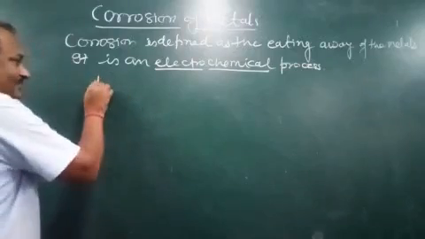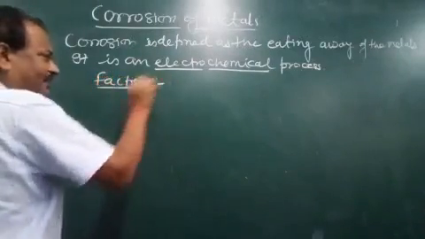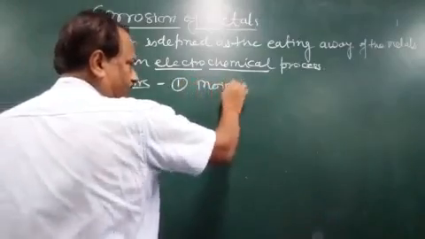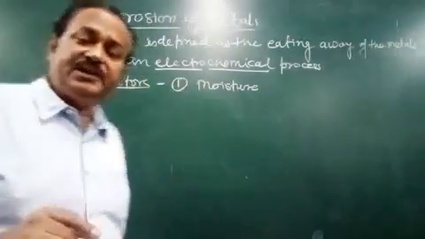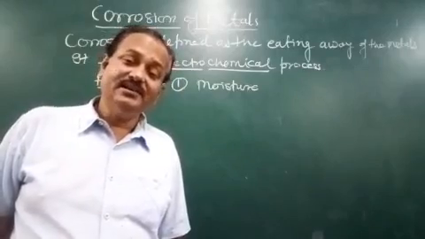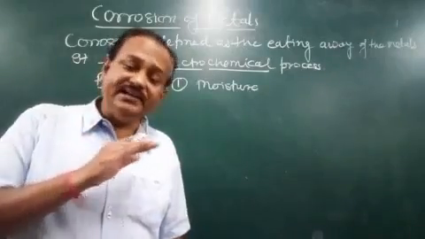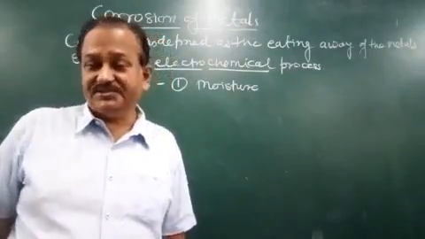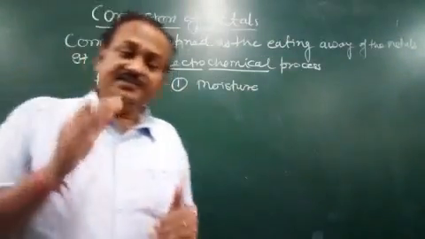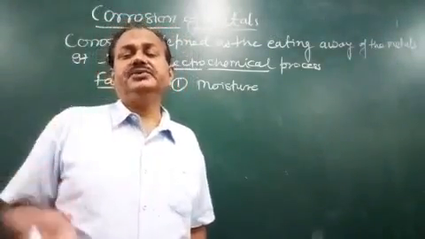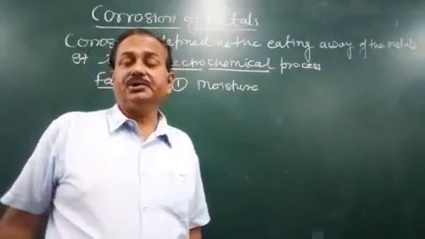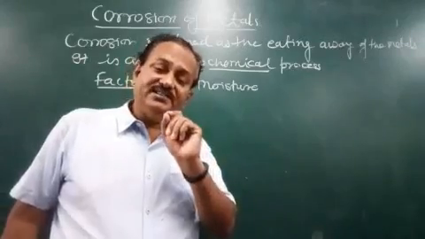Now, factors affecting the corrosion. The first important factor is moisture. If there is no moisture, then the rate of corrosion, the speed of corrosion, is very low. You might have noticed that during the rainy season, the speed of corrosion is very fast compared to summer. In winter, it is moderate because the moisture content is not very high. Corrosion speed is minimum in summer because the environment has much less moisture.